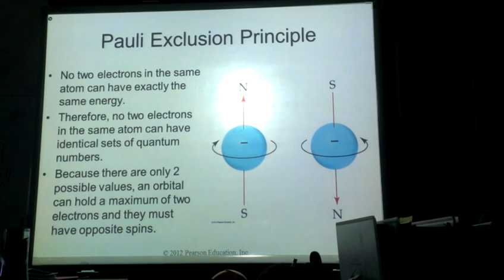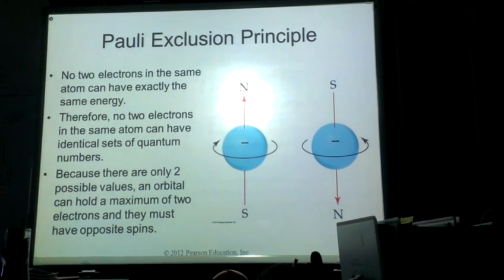This brought up one of the first electron configuration rules that we have, in that no two electrons in the same atom can have exactly the same energy. Just meaning that I'm not going to be able to find a positive 1/2 electron spin and another positive 1/2 electron spin occupying that same orbital. So it says, therefore, no two electrons in the same atom can have an identical set of quantum numbers. So every electron is going to have its own set of quantum numbers.